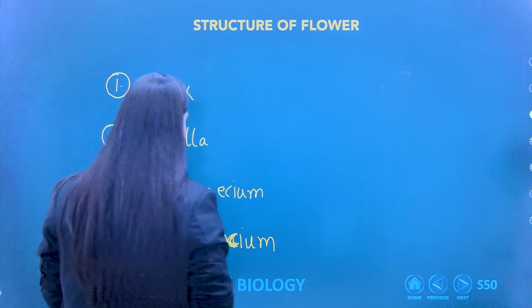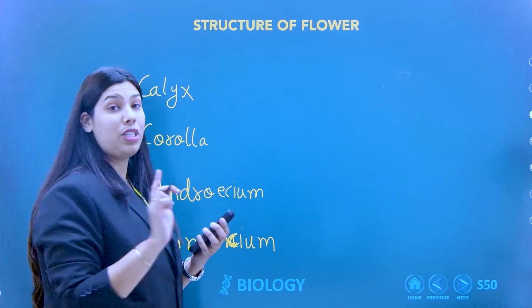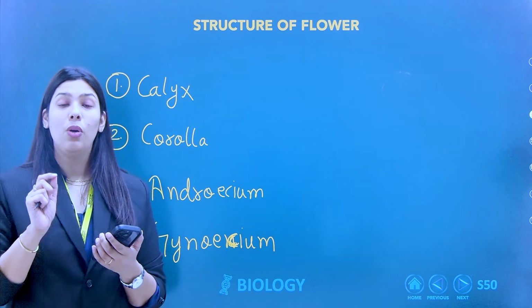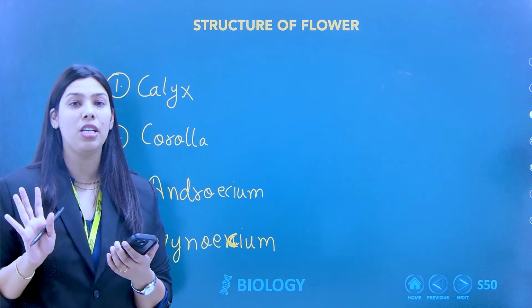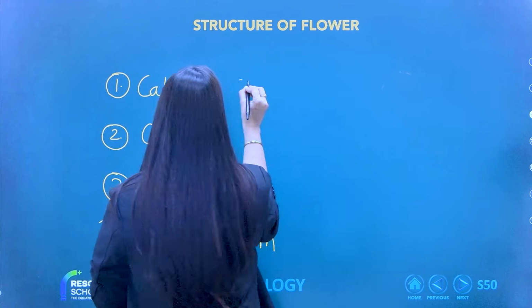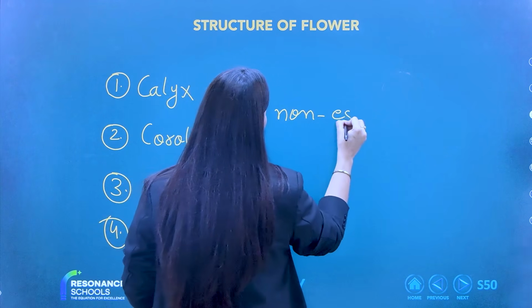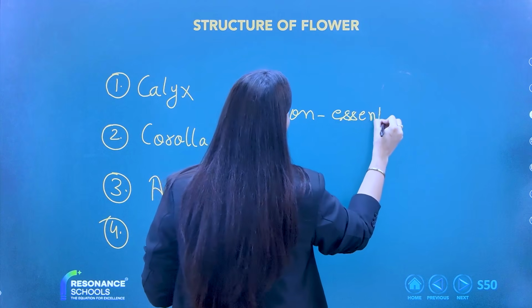Correct? That is the gynoecium. Now, you all have to tell me another thing: which two are the non-essential parts and why? That is a quick recap. We have to go through the quick recap. So, these are the non-essential parts. Correct? You all are aware, right?